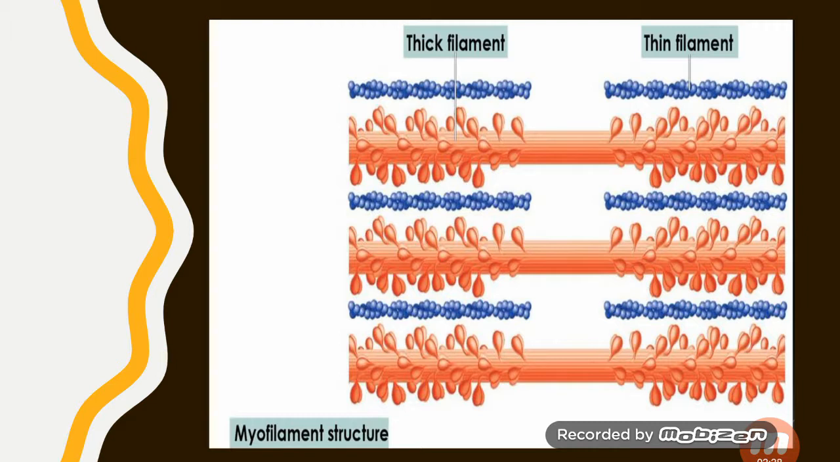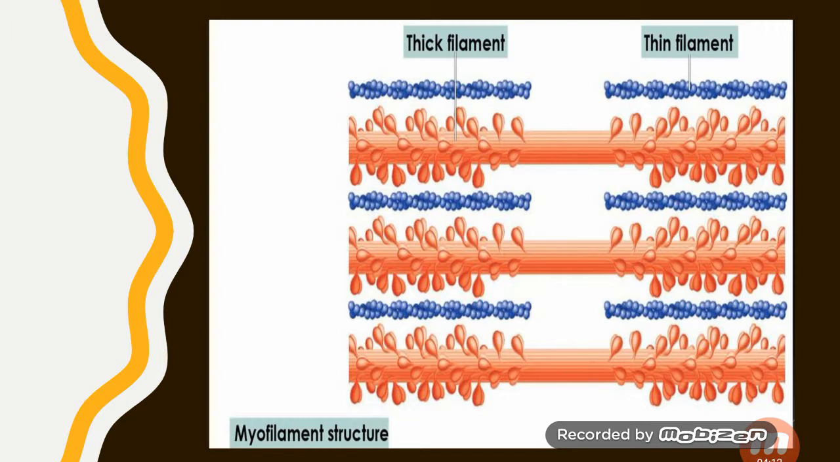Myosin tail consists of two long polypeptide chains which are coiled together, and each thick filament contains about 300 myosin molecules. These heads are responsible for the cross bridges which are formed between the thick and the thin filaments during the process of contraction.